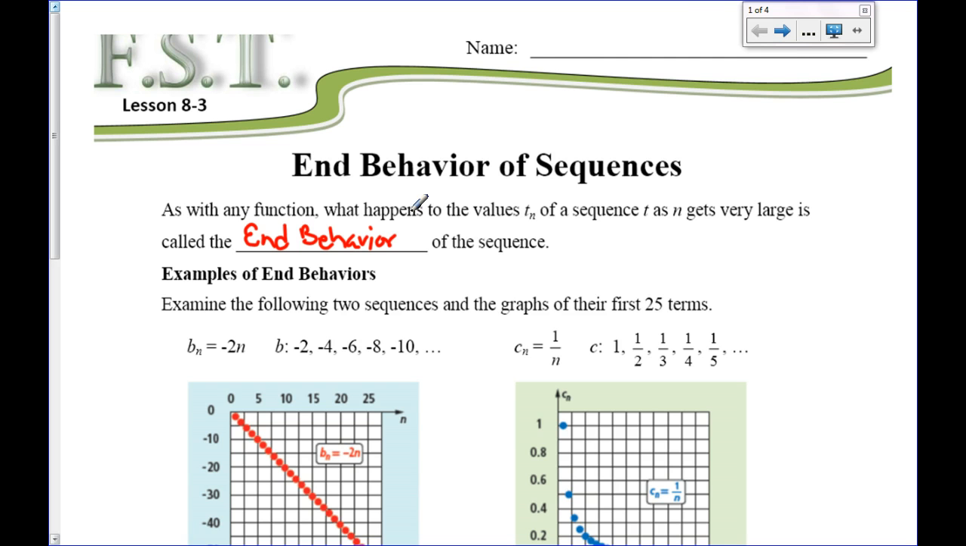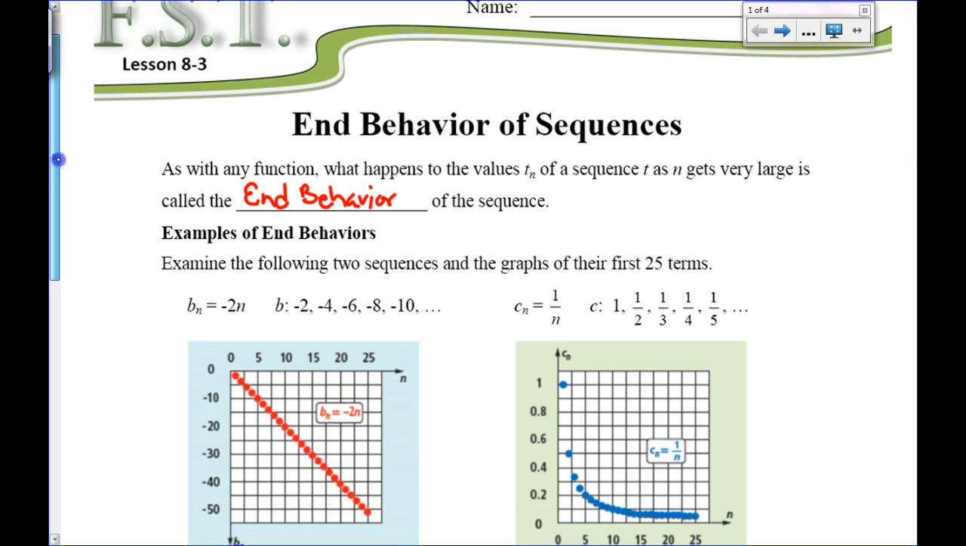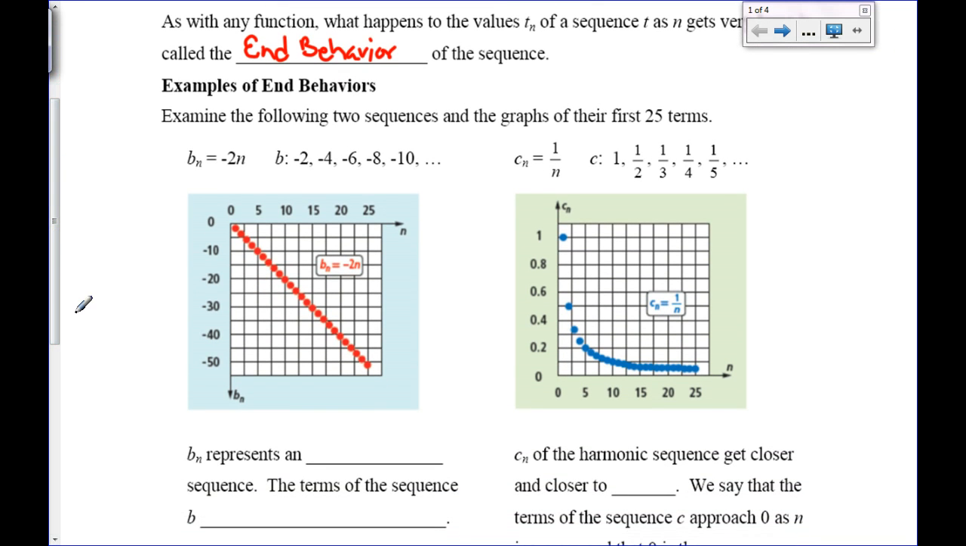Okay, it depends on the sequence. So for instance, look at this first one on the left. This one has a sequence of -4, -2, -4, -6, -8, -10. What kind of a function does that look like? Linear, okay? And since it's a linear function, what kind of a sequence is that called? There's two types of sequences we've looked at. Arithmetic, okay?